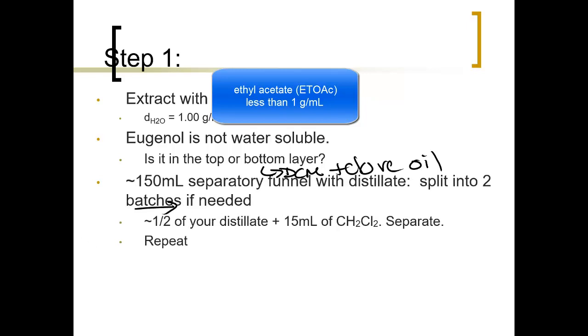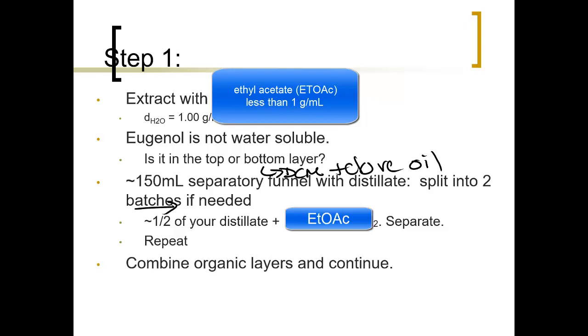So you're going to get your separatory funnel, the 150 ml separatory funnel. If you don't have that size, you can borrow one from your instructor. More than likely you might have that, or you may have to split your separatory funnel mixtures in batches and do the extraction that way. And so you're going to add 15 mils of dichloromethane, and you're going to separate, and you're going to repeat this a couple of times.